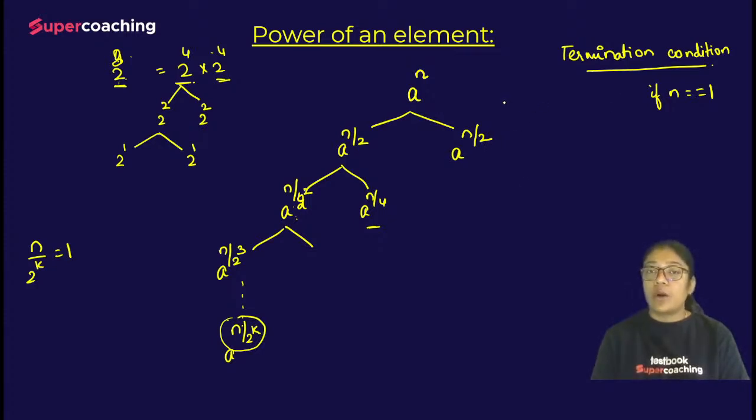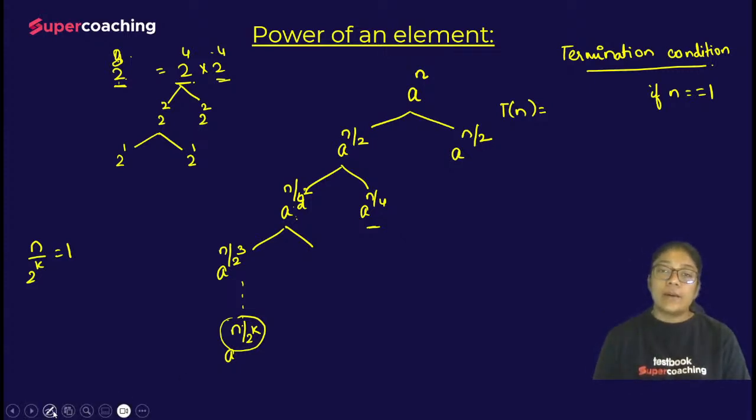I want to find out T of n, यानी कि a की power n find करनी है. क्या return करेंगे? कोई response ही नहीं आ रहा. What should I return here? Anything raised to power n, what will be that? 2 की power 1 है, answer will be 2. 3 की power 1 है, answer will be 3. 4 की power 1 है, answer will be 4. 5 की power 1 है, answer will be 5.